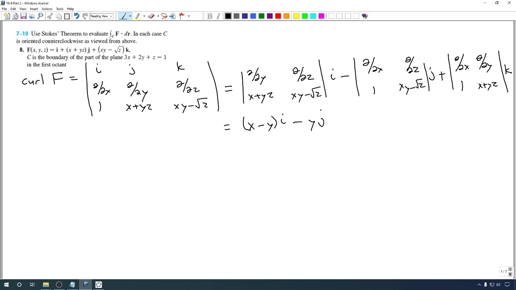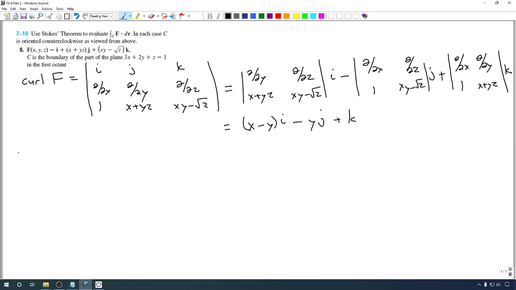Finally, we have the derivative with respect to x of x plus yz. That's just going to be 1. Minus this derivative is going to be 0. So we end up just having a plus k. So the curl's not too bad looking. In fact, the square roots went away, so we didn't have to worry about any square roots in it at all.